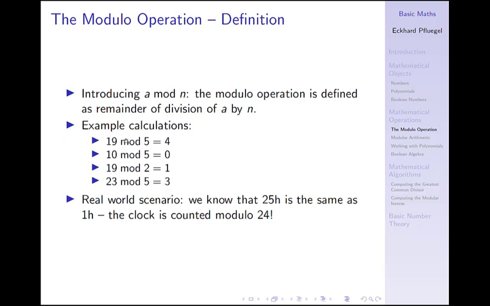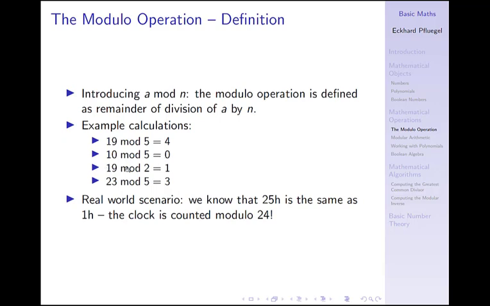So let's look at these examples. 19 modulo 5 is 4. Why is that? Well, if you divide 19 by 5, then basically the quotient would be 3, because 3 times 5 is 15, and the leftover, so that's the difference between 19 and 15, is clearly 4. Hence we say that 19 modulo 5 equals 4. If you have a number and divide it by another number and the leftover is 0, so it's an exact division, then the output of the modulo operation is 0. So 10 mod 5 equals 0.